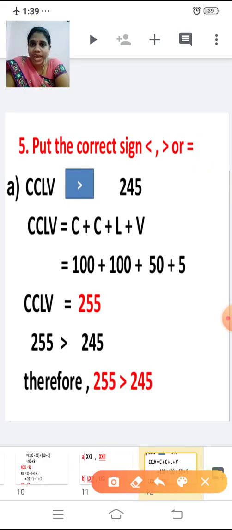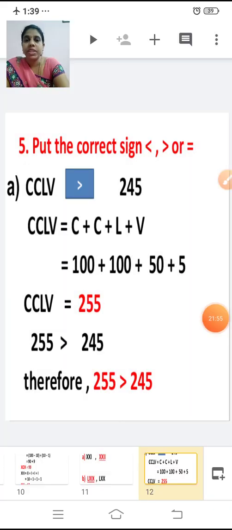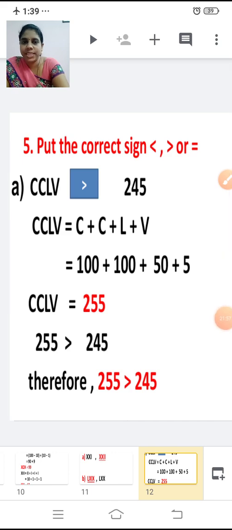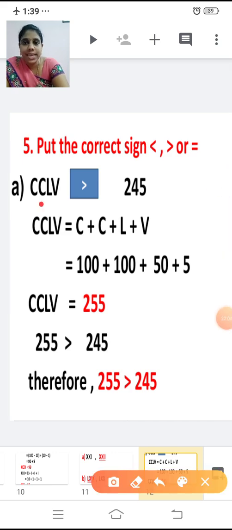Put the correct sign, whether it is greater than, less than or equal to. We are going to put the correct sign. Shall we? Now see, first question is CCLV and 245. So first we should know the value for CCLV, right? So we'll find the value for CCLV. So C plus L plus V.